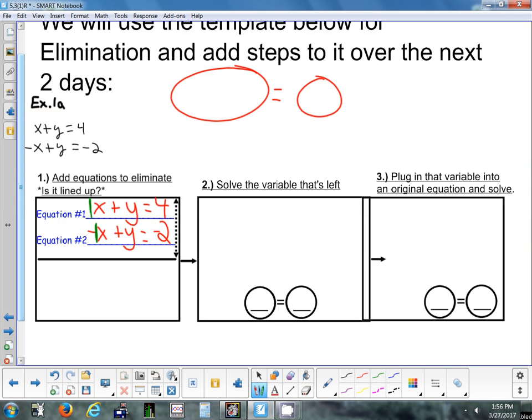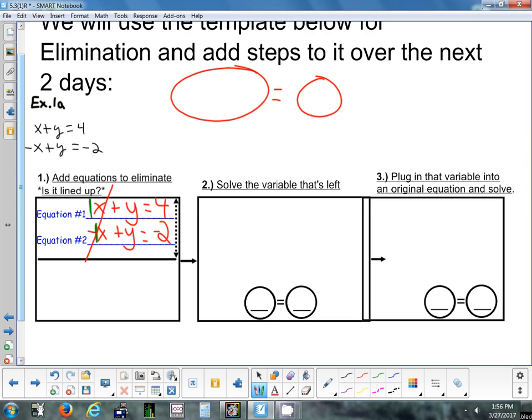Right? Same, even though the 1's not written there, I got a 1, I got a 1. The letter is X, X and X. I got a positive 1X, I got a negative 1X. That's going to eliminate. What I'm going to do is just cross it out, because it eliminates.